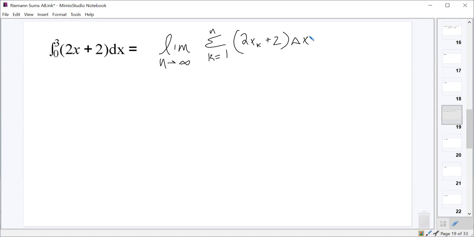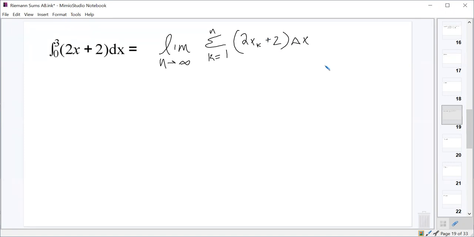Everybody good with that? That will not change. Every time you just replace your function in here with an x sub k and multiply it by a delta x, and the limit and the summation always stays the same. Everybody good there? Yep. All right. So then what we have to do is figure out what delta x is, and figure out what x sub k is.